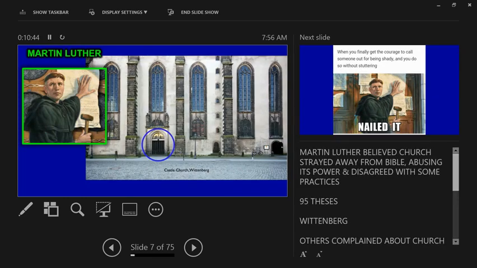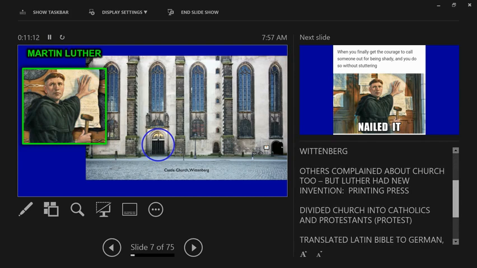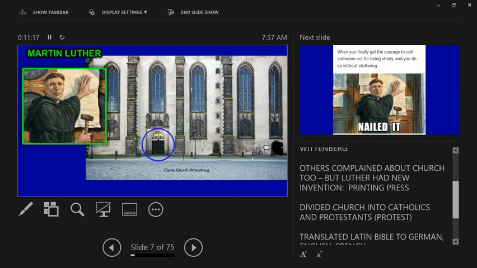So the one guy that is leading the Reformation is Martin Luther. And he believed that the church strayed away from the Bible and was abusing its power, and he disagreed with a lot of their practices. And he writes these 95 theses, or these 95 complaints. And he goes to the door of the cathedral at Wittenberg and nails these complaints to the door. Others complained about the church too, but Luther had a new invention. He had the printing press.